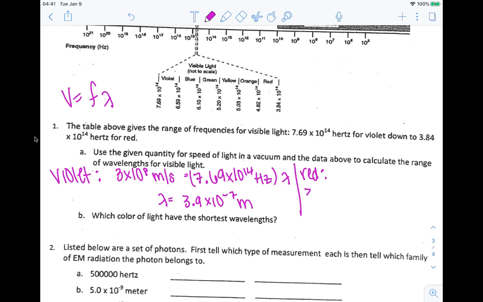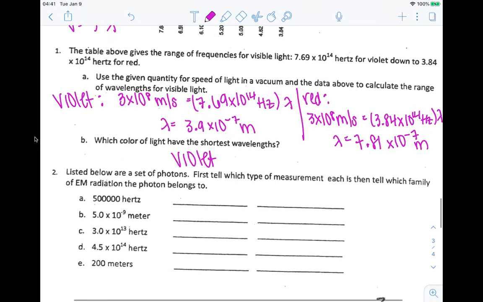We could do the same thing for red. Solving for red, we have 3 times 10 to the 8 meters per second, again, for our speed. The frequency is 3.84 times 10 to the 14 hertz. And we are solving for wavelength. Wavelength for our red light is 7.81 times 10 to the negative 7 meters. Which color of light has the shortest wavelength? Well, clearly, from our numbers, it's violet.